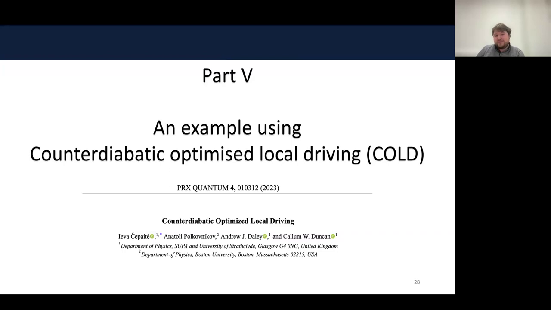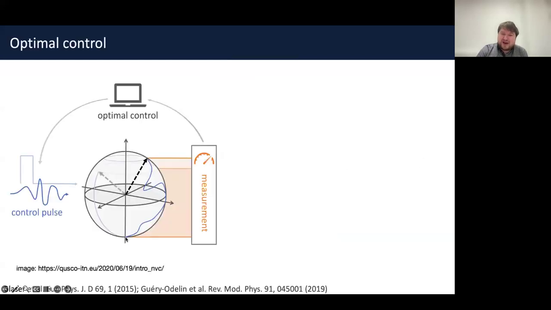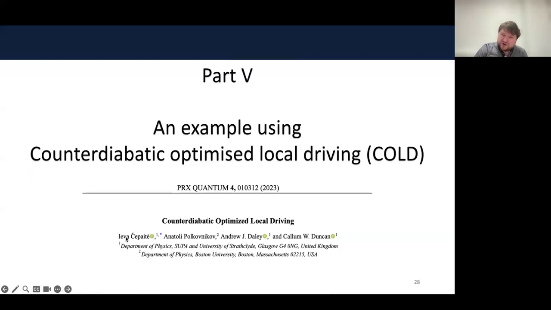So I'm going to finish off with just two quick examples. One is from the CODE paper, the Counteractive Optimized Local Driving paper by Yeva, which thankfully she didn't cover during the seminar she gave previously. So this is still new to the INQA seminar, which is quite nice.